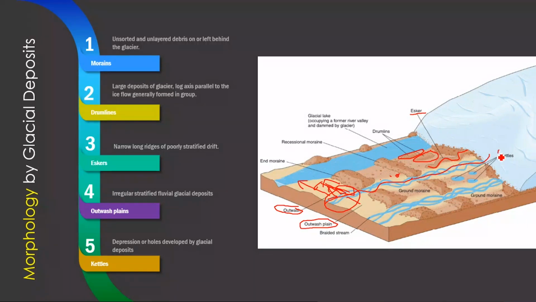Kettles are small depressions which are produced by the deposition of sediments by glaciers. Okay, so these are the main morphological features which are produced by a glacier.